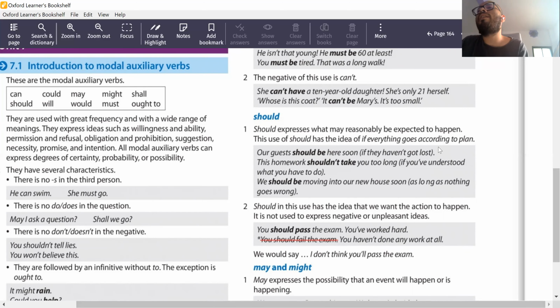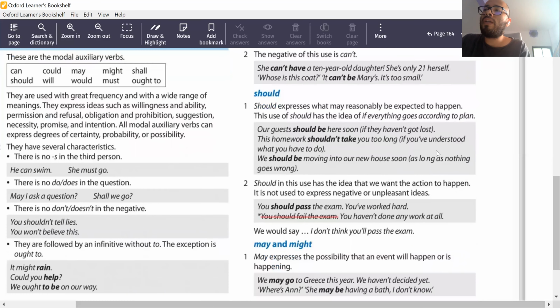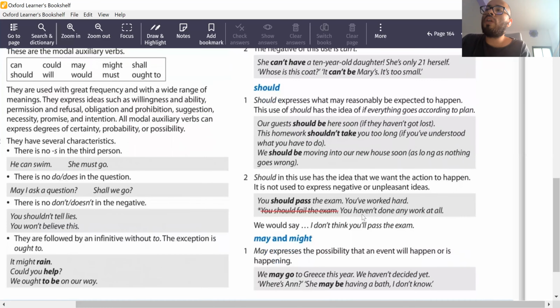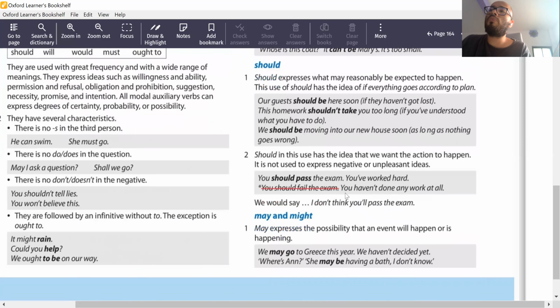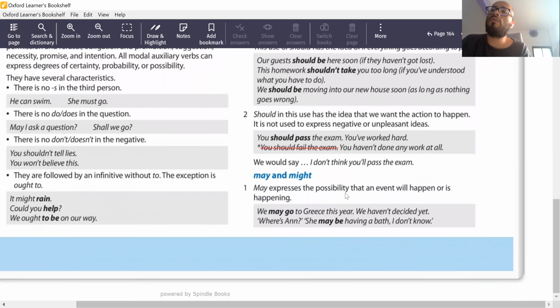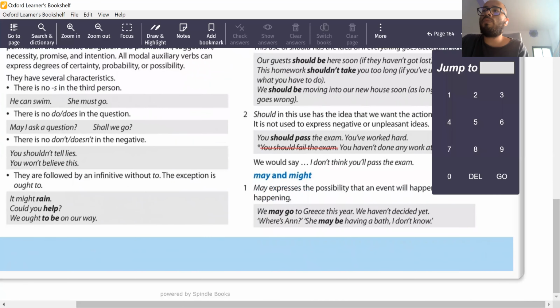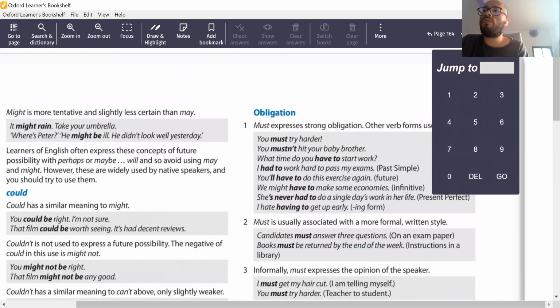There is the other alternative of modal verbs. And then we have the idea that we want the action to happen. You should pass the exam. You've worked so hard. It is like a future and present, and some of them are in the past. That is on the next page, 141.